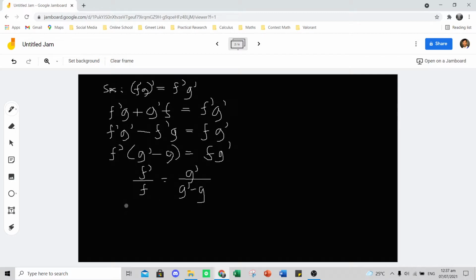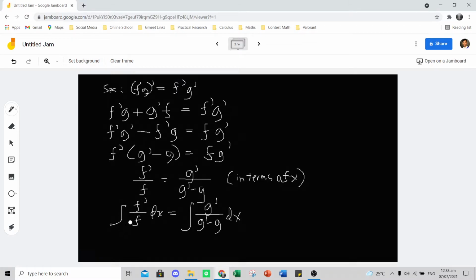And we can integrate both sides. We have the integral of f prime over f, and we need to be careful. Let's say this is in terms of x, so let's integrate with respect to x. This is equal to the integral of g prime all over g prime minus g dx.